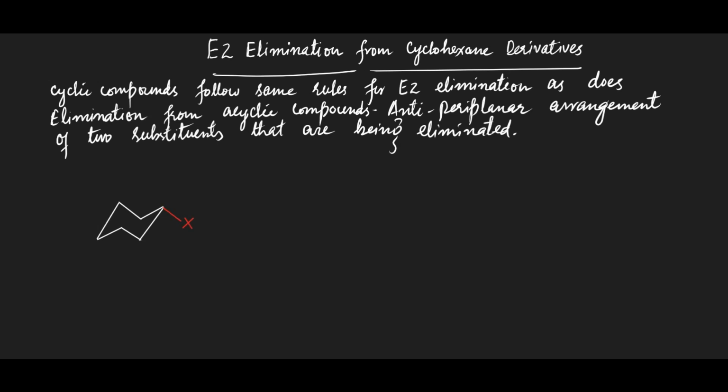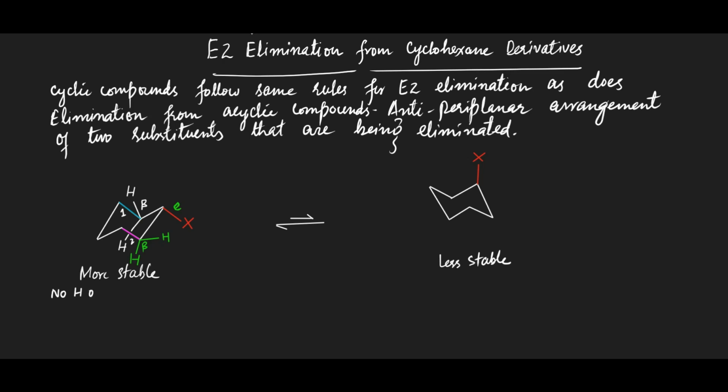Consider this mono-substituted cyclohexane. The substituent X occupies the equatorial position in the more stable conformation than when the ring flips to put the X substituent on the axial position. In this case, there are two beta positions with two hydrogens each, each carbon having an axial and an equatorial hydrogen. It is obvious that none of the hydrogens on either beta carbon are anti-periplanar to C-X.